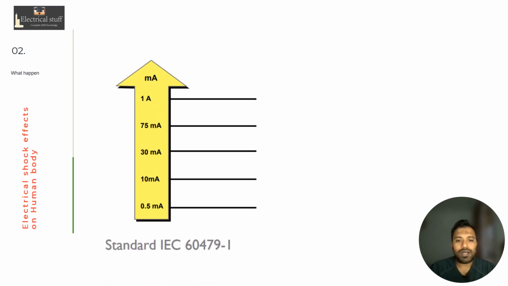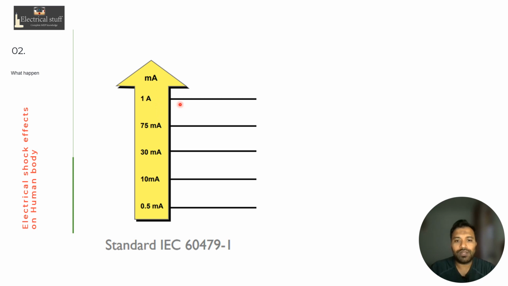Next, what happens if this shock occurs to our human body? Is this shock dangerous or not? We will see. This is the IEC 60479-1 standard. In this standard, it states the effect of current. This is 0.5 milliampere. What is a milliampere? It is 10 power minus 3. It's a very minor current. Then if you go to 10 milliampere, 30 milliampere, 75 milliampere, 1 ampere.